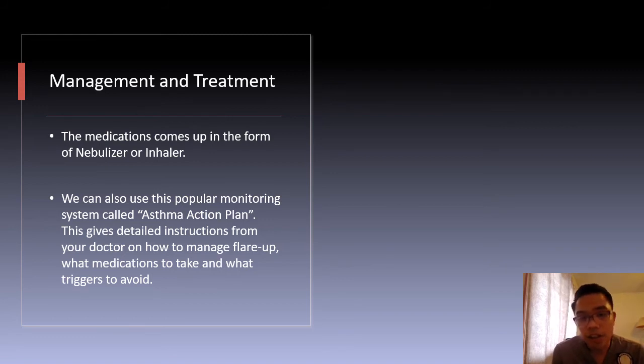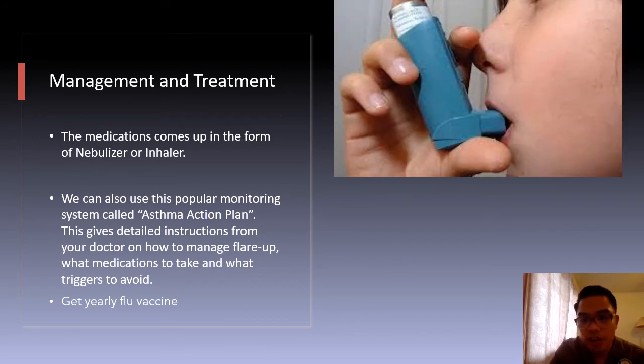With the asthma action plan, most of the time you would also be given a peak flow meter, where you can assess the patient's exhalation to see if the medication made a significant effect or not. So this is what we call the asthma action plan. Another thing is we always have to give a flu vaccine, which is very important, especially during flu season.